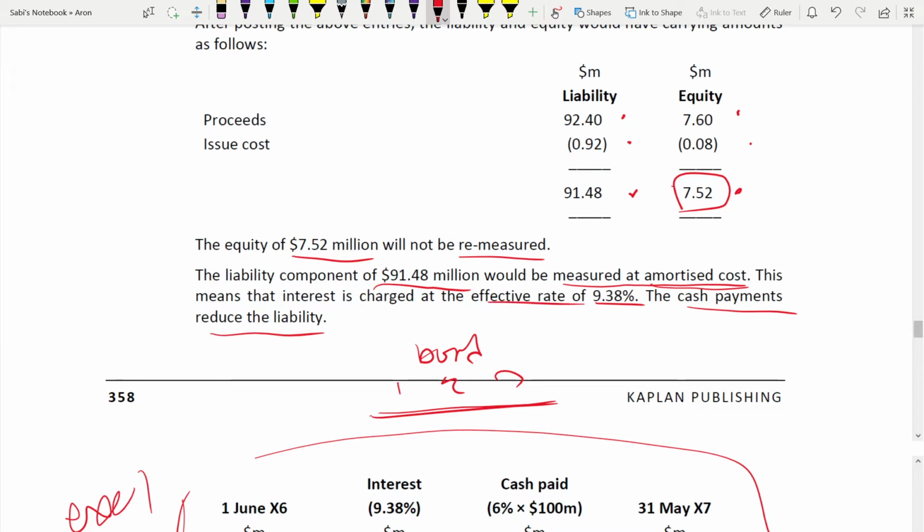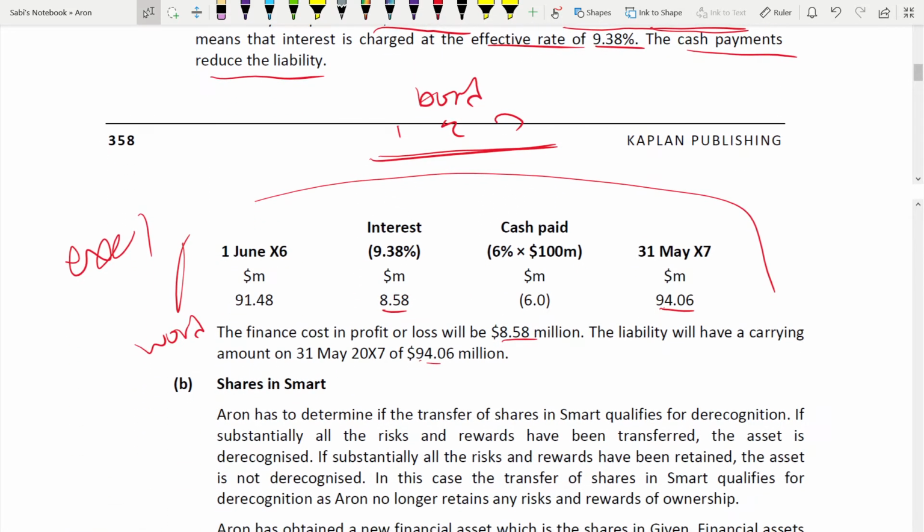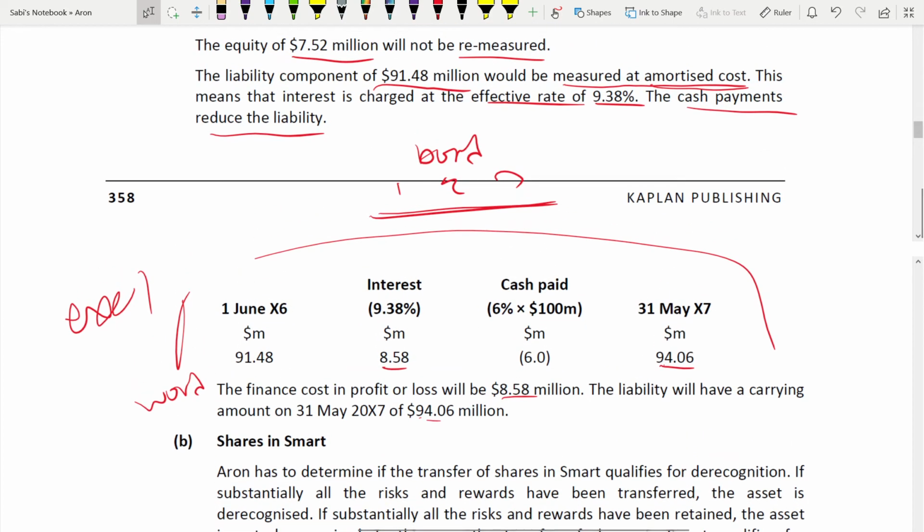The cash payments reduce the liability. Obviously, when you are paying cash for the bond, it will reduce your liability until it becomes zero. Makes sense, right? Now you have to calculate that. Remember, the examiner's requirement is given for 31st May 2007. We are only worried about that one particular year. Sometimes you might have to calculate this for 3 years, but you don't have to take it for 3 years and waste time here.